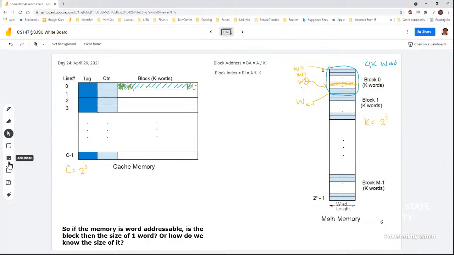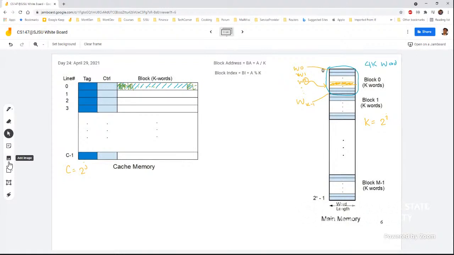Okay, so what is the question we have? If the memory is word addressable, is the block then the size of one word, or how do we know its size? It will be given in the problem. Whether it is word addressable or byte addressable, let's discuss the word addressable case; for byte addressable systems, you need to adjust your calculation accordingly. But it is not that difficult, actually. It is just a different notation, from word to byte.